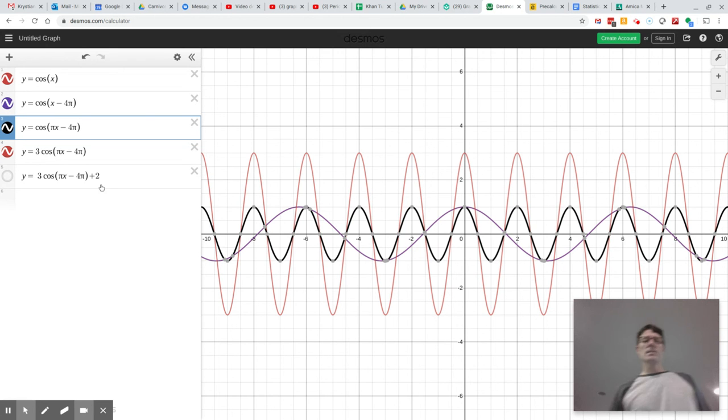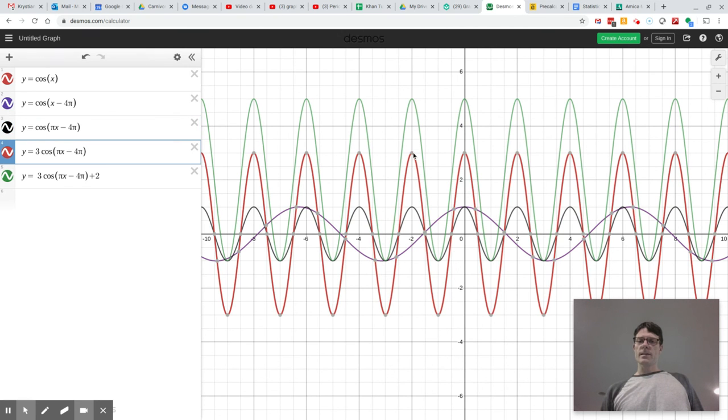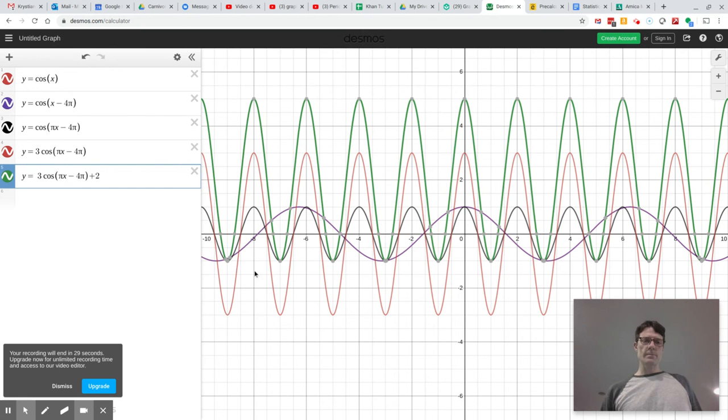Okay. Now all that's left is what happens when we add this 2 on at the end. And this is actually going to be a vertical shift. This is going to move everything up by 2. Okay. So it took this red graph and it just pushed it up by 2. So where this point is at a height of 3, this is going to be at a height of 5. Really what it did is it moved the midline from 0 up to 2.